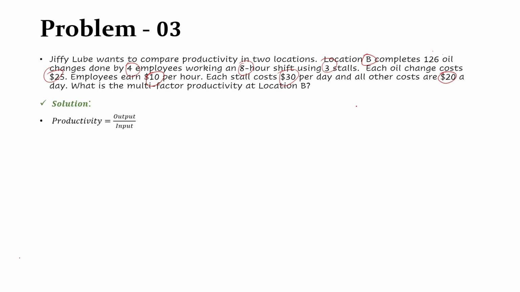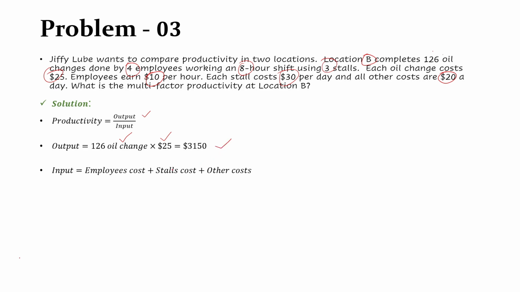We know the formula for the productivity calculation is output over input. We calculate the output by multiplying number of oil changes with the cost of one oil change, which is $25. So the output is $3,150. In order to calculate the input, we need to consider employee cost, stalls cost, and all other costs.